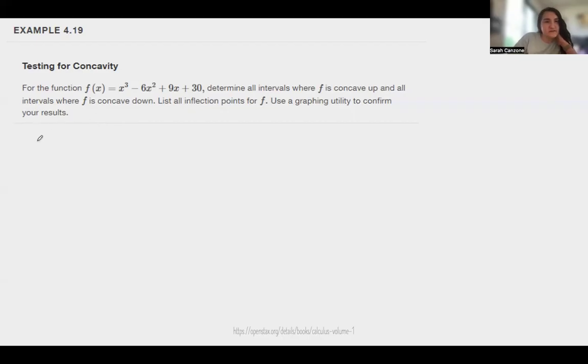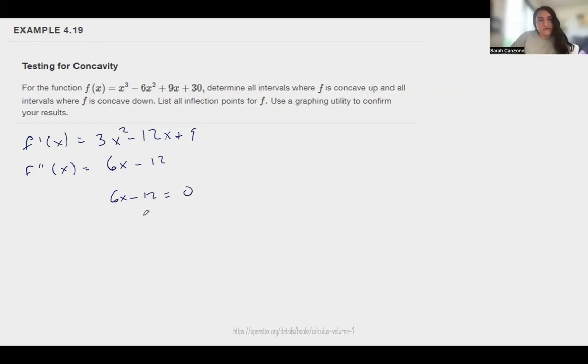So if f of x is this guy right here, then f prime of x is 3x squared minus 12x plus 9. But because we're just looking for concavity here, I don't care about the first derivative. The first derivative is only going to be used to get to the second derivative. So the derivative of this is 6x minus 12. We solve the second derivative the same way we would solve the first derivative. We want to set it equal to 0 and solve. 6x minus 12 equals 0. So we'll add the 12 over, divide by 6, and we get that x is 2.